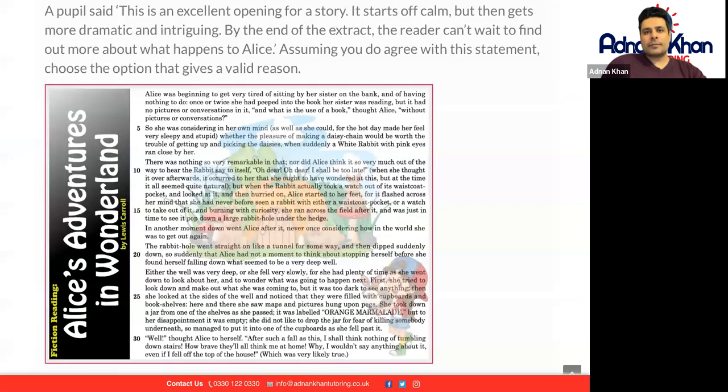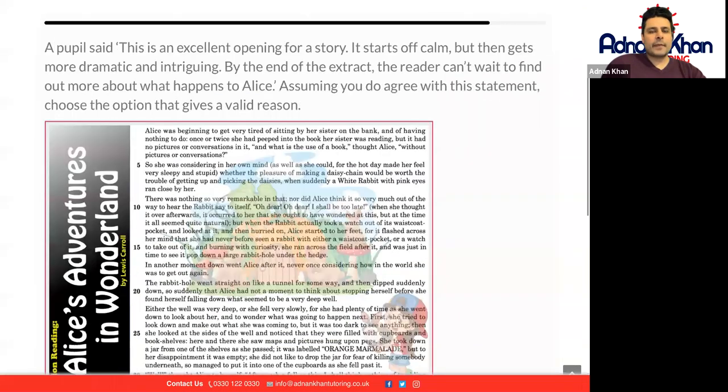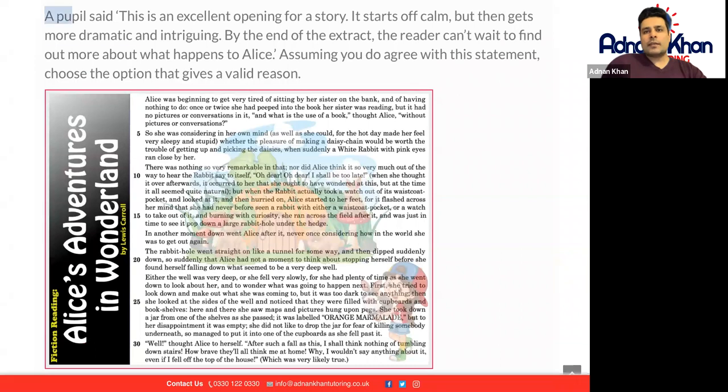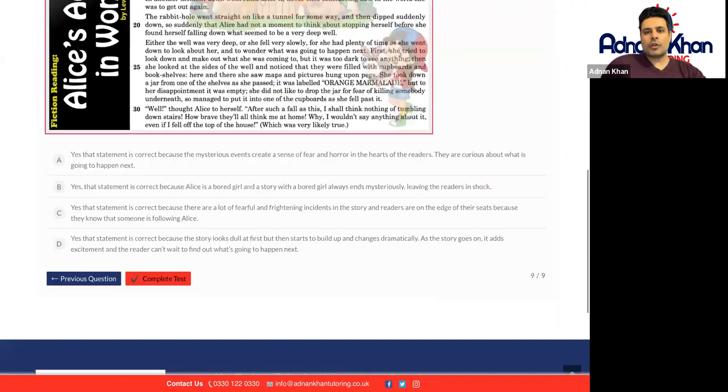And the last question of the evening. A pupil said, "This is an excellent opening for a story. It starts off calm, but then gets more dramatic and intriguing. By the end of the extract, the reader can't wait to find out more about what happens to Alice." Assuming that you agree with this statement, choose a valid reason. What would you go for if you agreed with this particular statement?